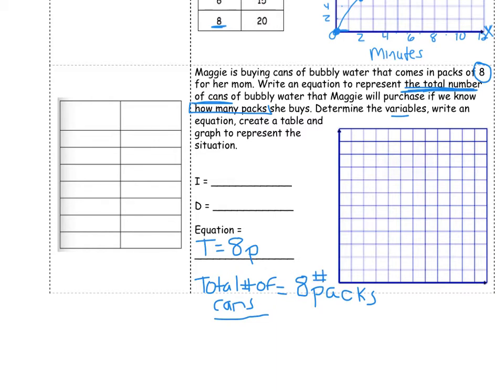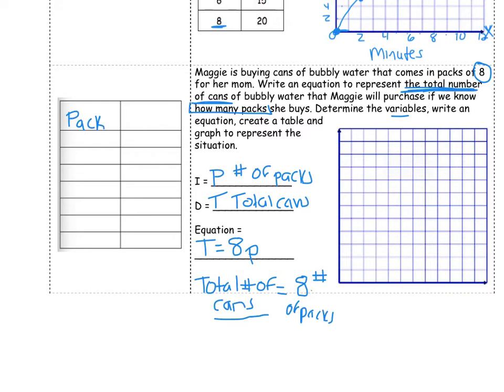So our dependent variable is T, total cans, and our independent is P, number of packs. So now we can make our table. So we know that independent, the number of packs, is our first column, and our dependent, total cans, is the second column.